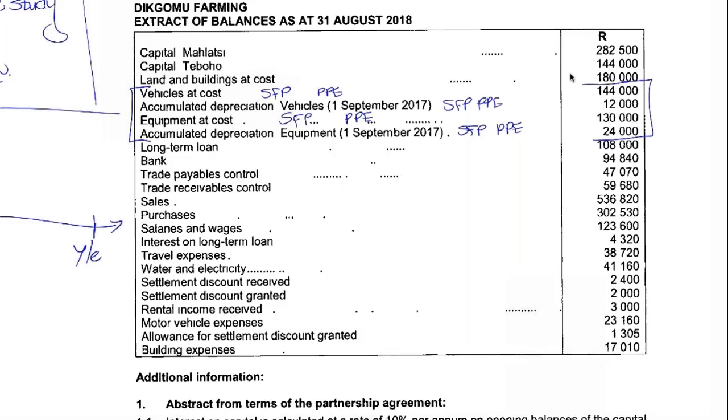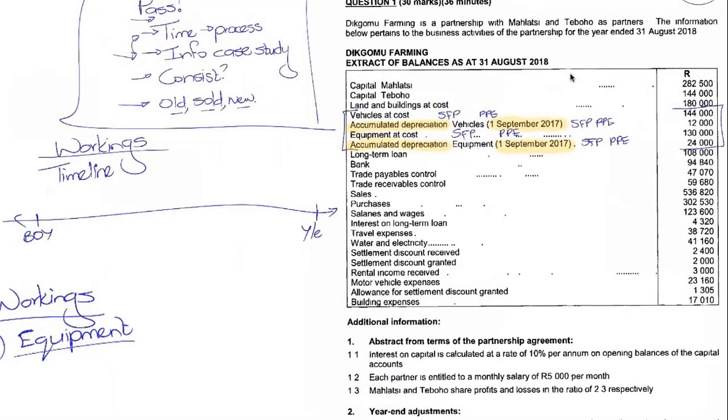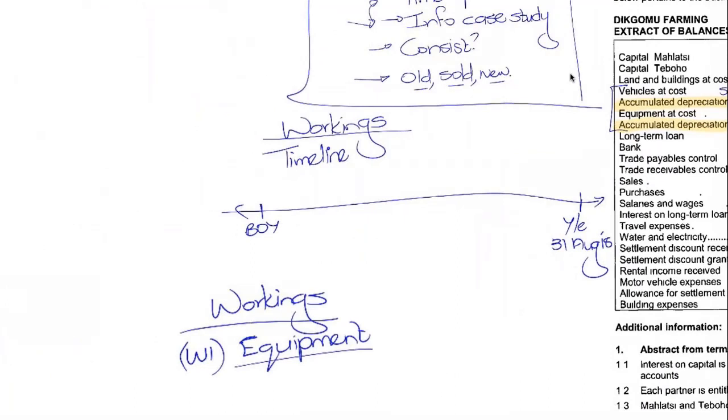The first thing that I want to talk about is to be very aware of the dates. Most times they'll give you certain dates, and in this case you'll see that the accumulated depreciation they're giving you is as at the 1st of September. And this is why it's really important to draw a timeline, because when is that depreciation relevant for? So our year end is the 31st of August. So let's plot 31st of August 18 on our timeline, which makes the beginning of year the 1st of September 17.